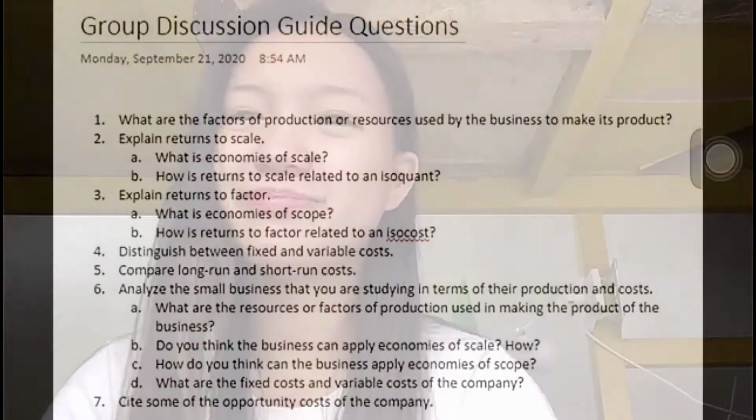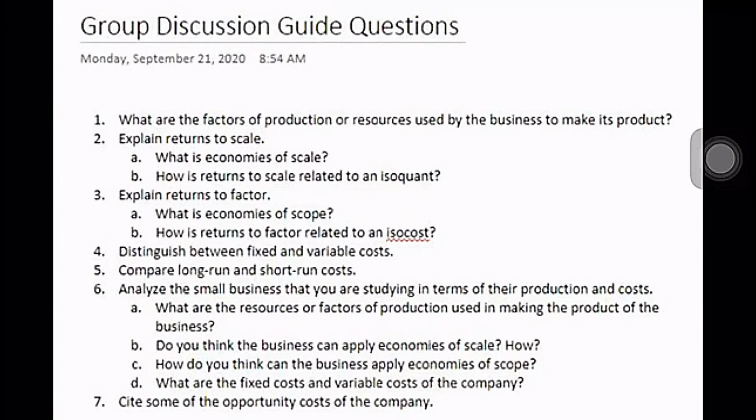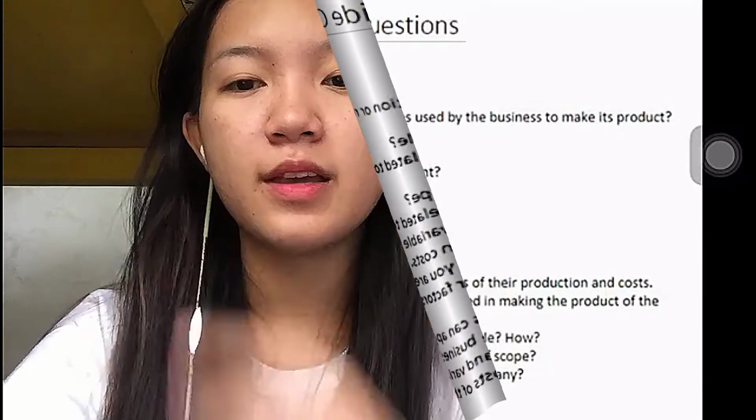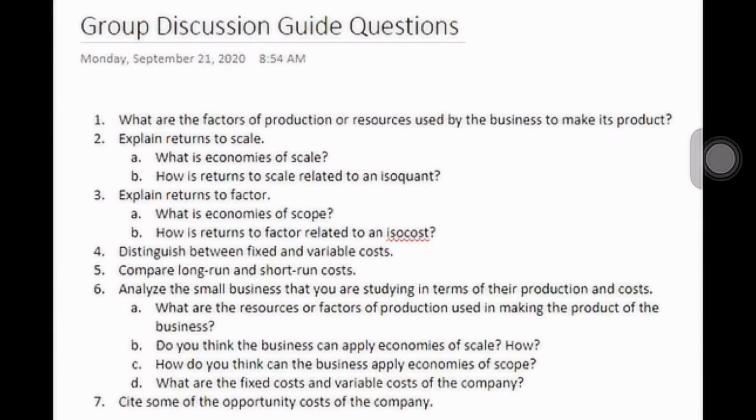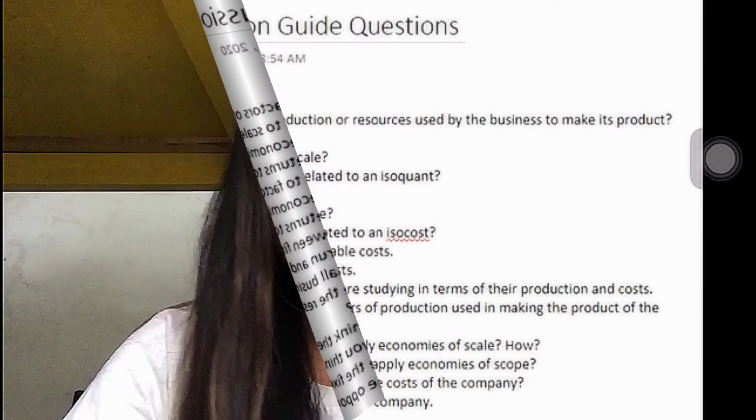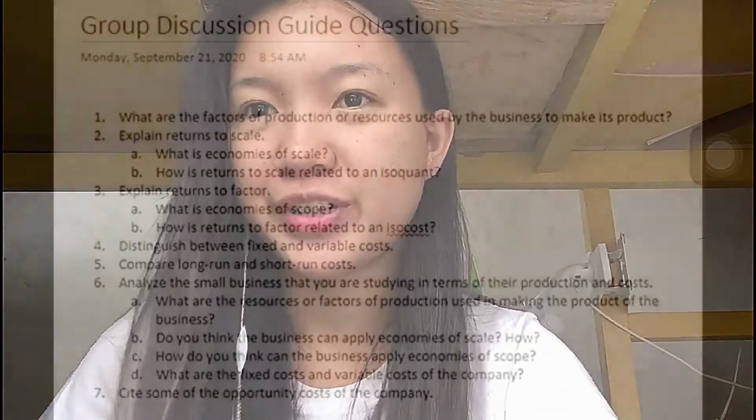B. Do you think the business can apply economies of scale? How? Yes, I think the business can apply economies of scale through purchasing new and modernized equipment because in that way technicians' work can be easier and faster. C. How do you think the business can apply economies of scope? I think the company can apply economies of scope through hiring more technicians since producing varieties of products requires numerous manpower.